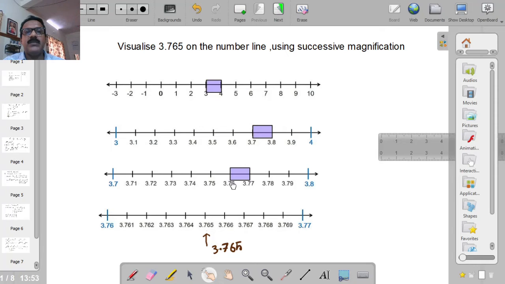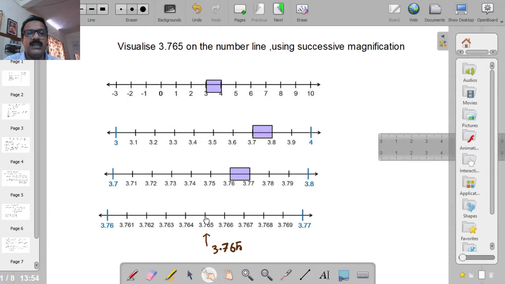So we can see that 3.765 lies in the interval 3.76 to 3.77. We can see that it is exactly the midpoint of 3.76 and 3.77. Then again we will be zooming the interval from 3.76 to 3.77. Take this as the point 3.76 and this as 3.77, then 3.761, 3.762, 3.763, 3.764 and 3.765.